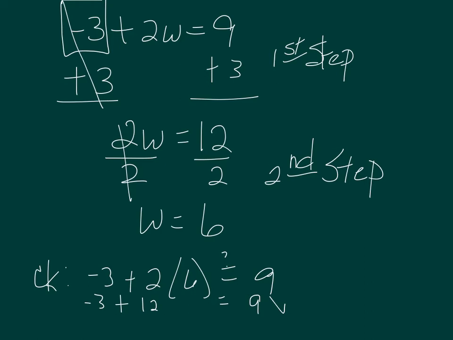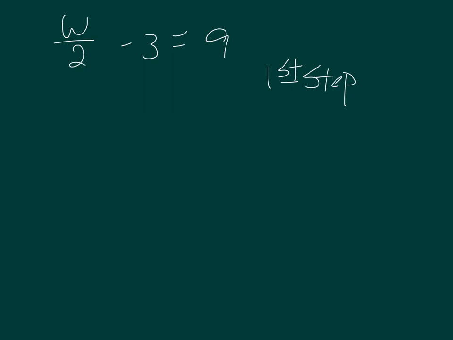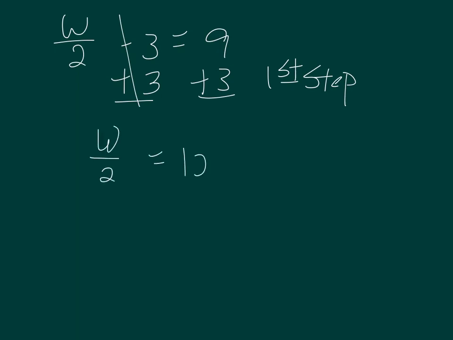Okay, now let's try a different type of example. What if we have w divided by 2 minus 3 equals 9? Well, our first step is what? Yep, you got it. We're going to undo the addition or subtraction. In this case, it's subtraction. So we're going to add 3 to both sides. So we end up with w divided by 2 equals 12.